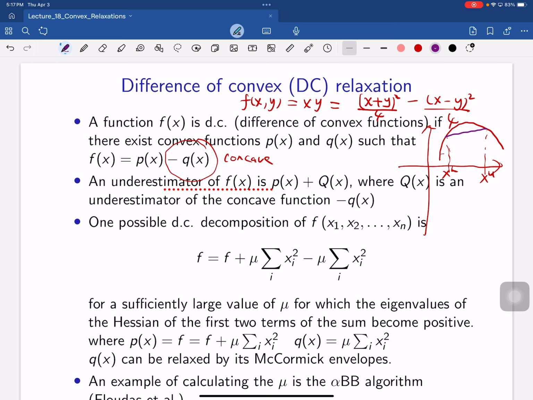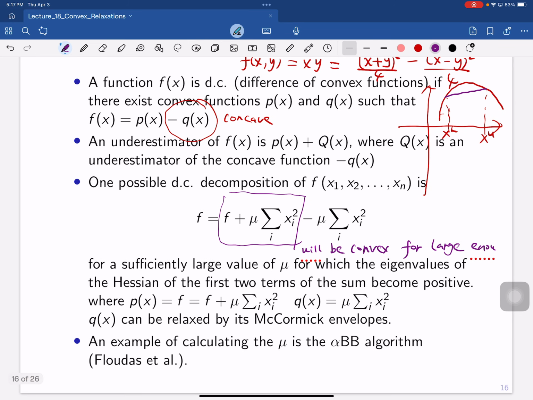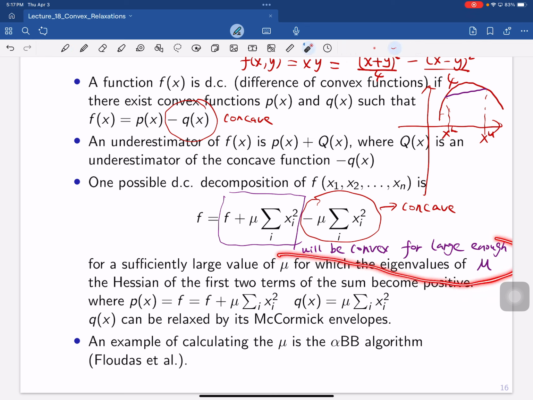the first part will be convex for large enough value of mu, right? And the second part is just some square term. It's very clear this part is a concave function. It's a minus of x_i squared, right? Now, a quick question is why this claim is true. For sufficiently large mu, the first part is convex.